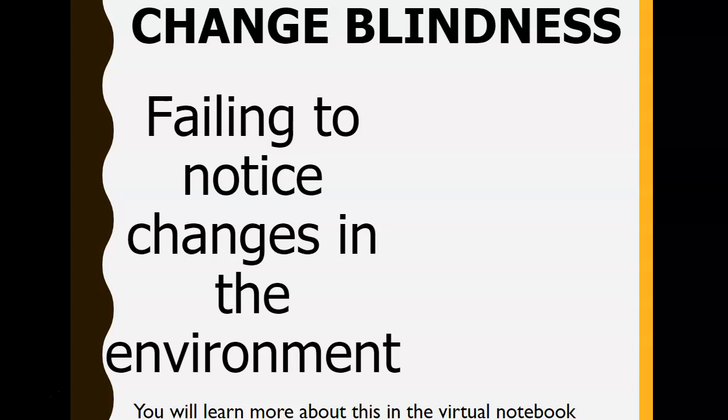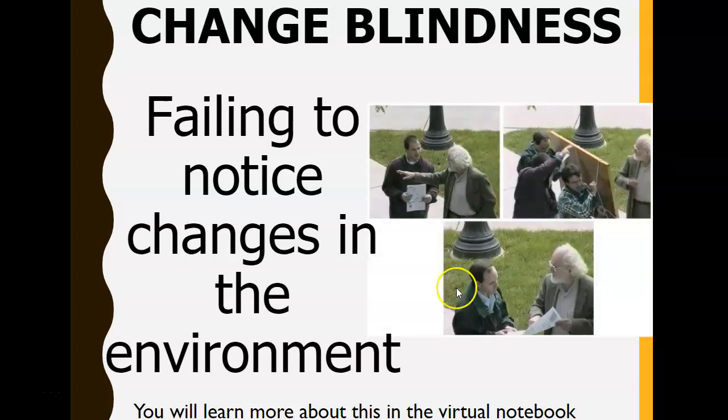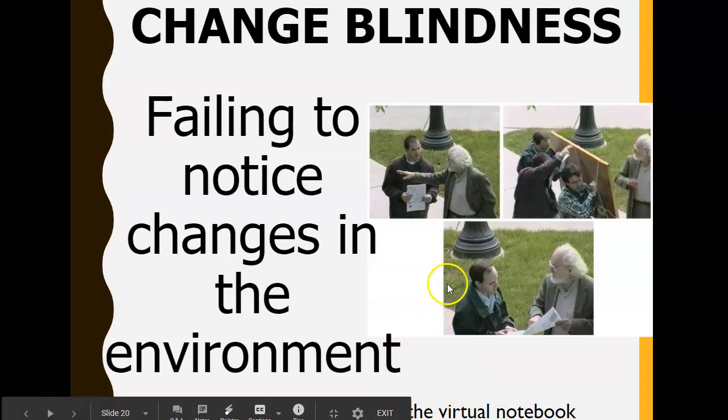Change blindness is failing to notice changes in the environment. So when you're focusing on something and then you're unable to figure out that, oh, that person changed here, that's not the same person anymore. You're going to see this as an example in the virtual notebook.